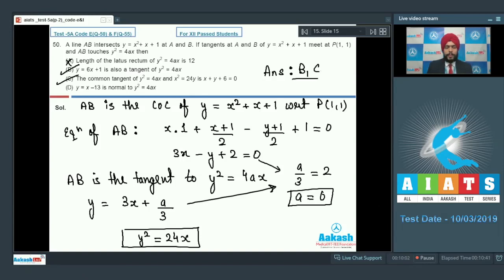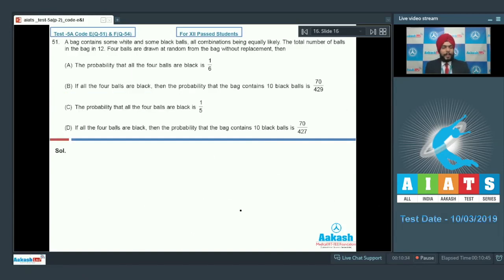Let us move on to question number 51. Question 51 says that a bag contains some white and some black balls, all the combinations being equally likely. The total number of balls in the bag is 12. 4 balls are drawn at random from the bag without replacement. Then the probability that all 4 balls are black is 1 by 6. If all the 4 balls are black, the probability that the bag contains exactly 10 black balls is 70 upon 429.